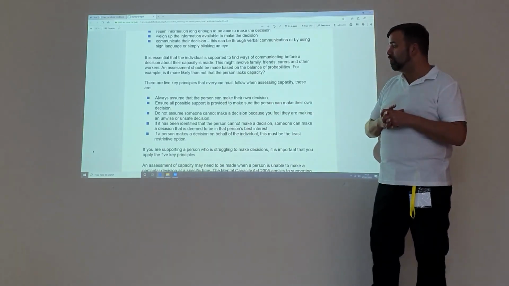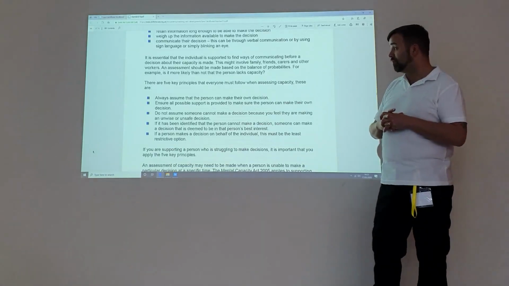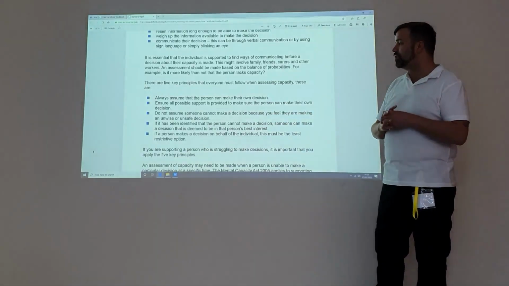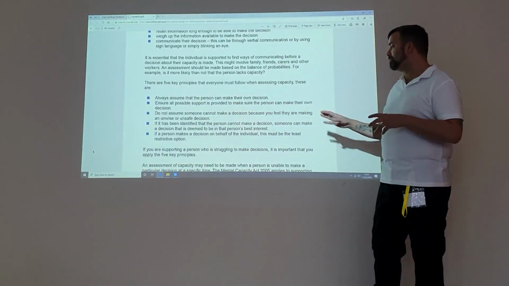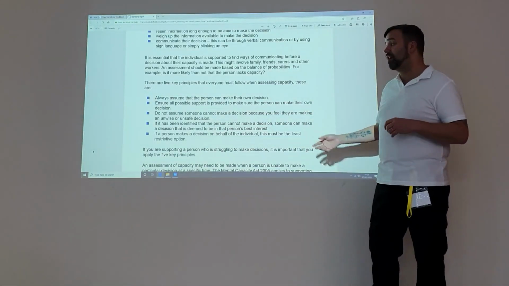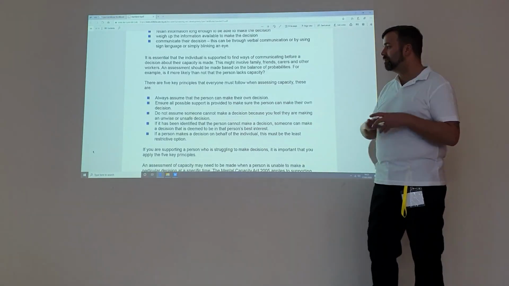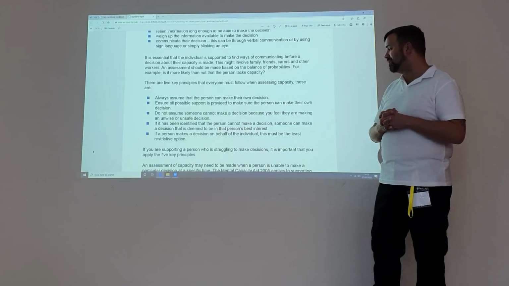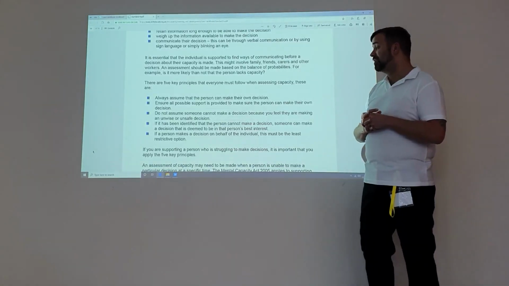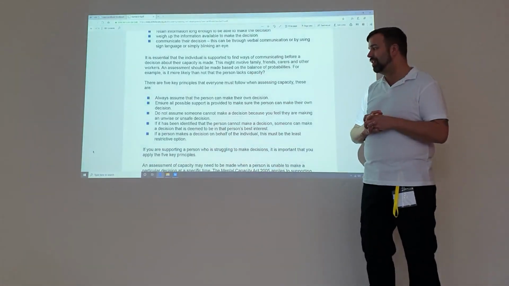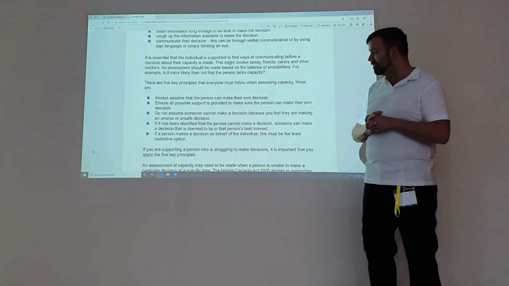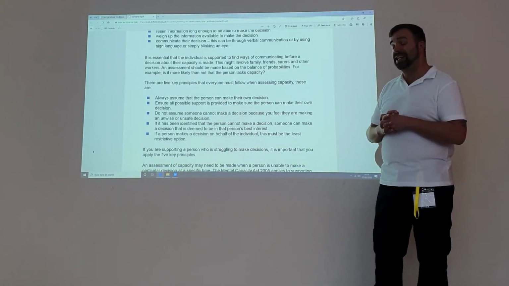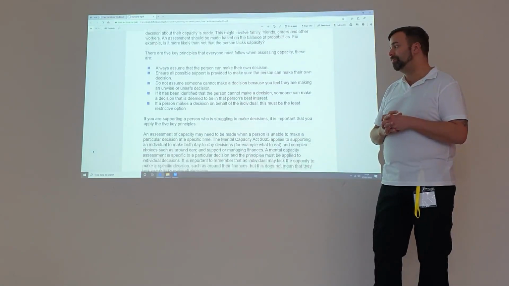2, ensure all possible support is provided to make sure that the person can make their own decision. 3, we do not assume someone cannot make their decision just because they feel that they're making an unwise or unsafe one. 4, if it has been identified that the person cannot make a decision, someone can make a decision that is deemed to be in the person's best interest. And 5, if a person makes a decision on behalf of an individual, this must be the least restrictive option.